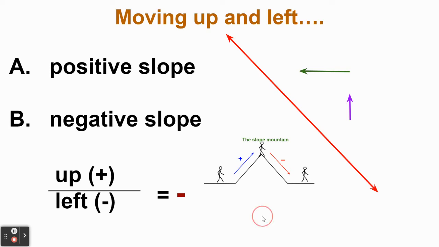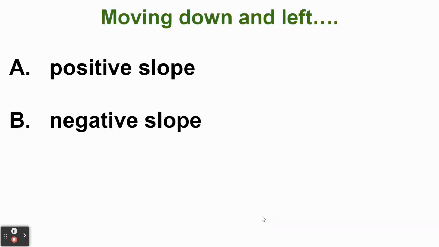Let's take a look at another one. All right, what about moving down and left? Again, you want to visualize something like this, down and left, and put your line in. Right now, we can compare to the slope mountain, but some people have a difficult time visualizing that. I know I did when I started. So here's your backup, right?